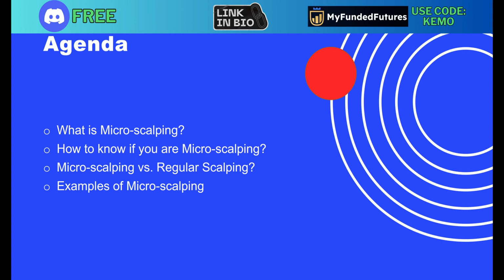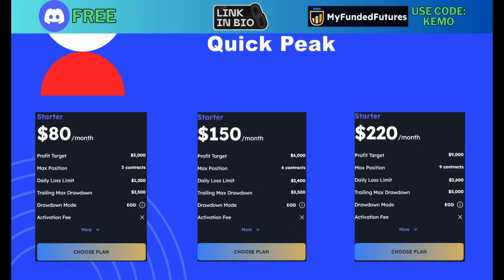And what is micro scalping versus regular scalping? How can you distinguish between this rabbit hole? Are you on the good side or the micro scalping side? We'll see how that compares. And I'll also give you some examples of micro scalping trades to avoid, so you ensure that you are trading within the rules and your payouts get approved. So let's go to the next slide here.